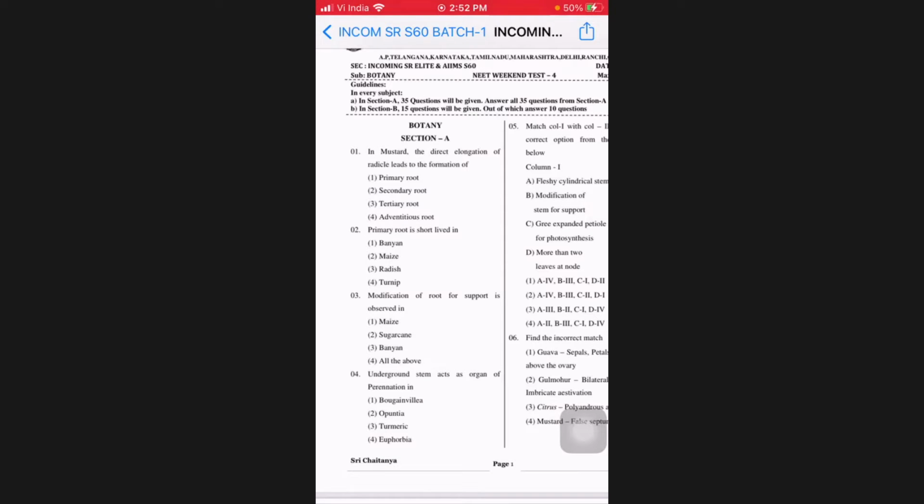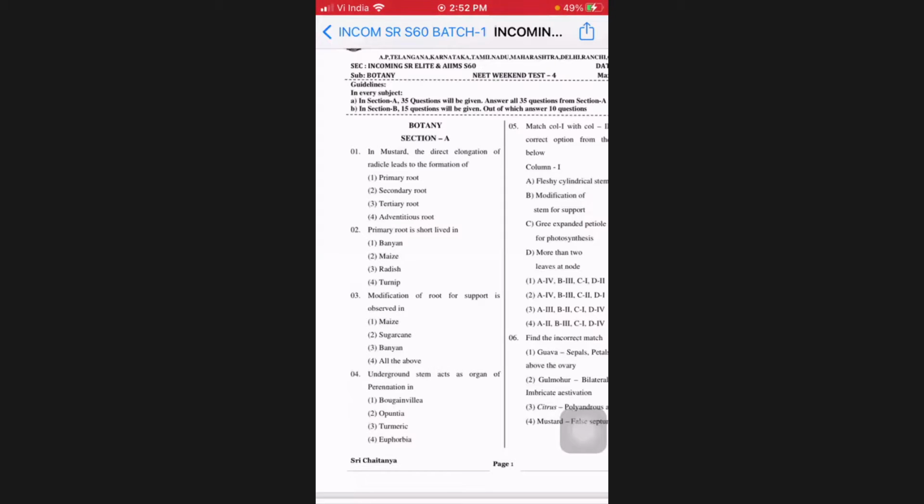So question number 1. In mustard, the direct elongation of radical leads to the formation of what, Nana? The taproot, which is otherwise called what? Primary root. Yes, first option.